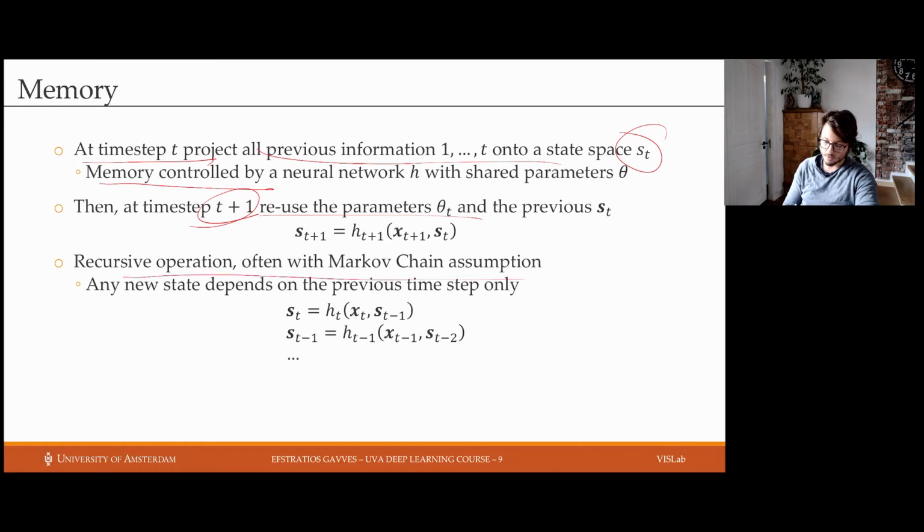Since this is a recursive operation, often with a Markov chain assumption, the state depends only on the previous time step. So s_t, the state at time step t, depends only on s_{t-1}, which depends only on s_{t-2}, and so forth. This is to simplify our model.